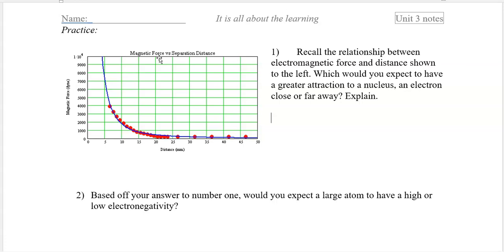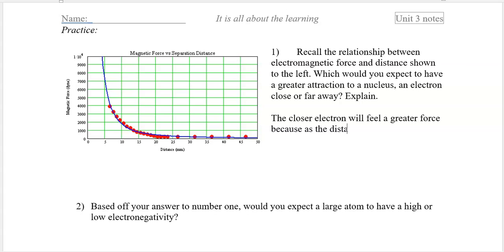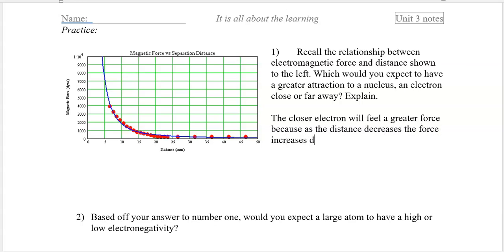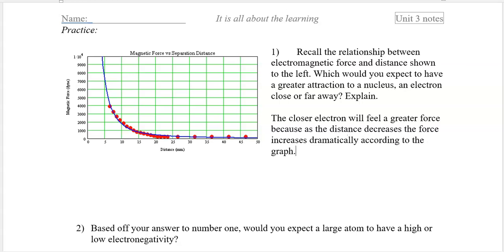The farther away you are, the lower the magnetic force, so I would expect the one closer to have a greater attraction. The closer electron will feel a greater force because as the distance decreases, the force increases dramatically according to the graph.